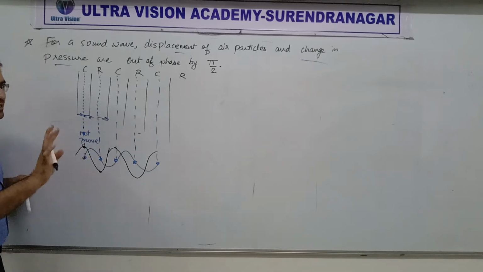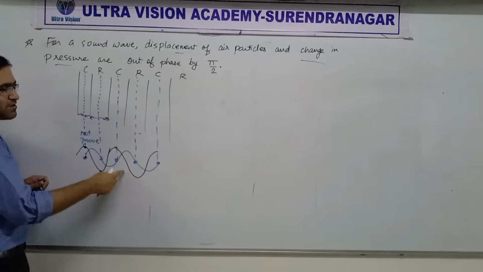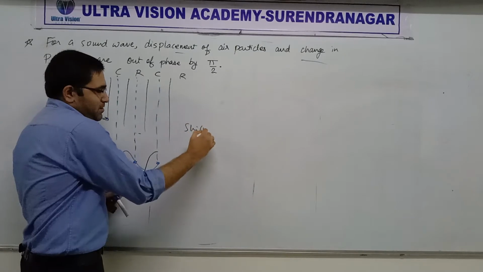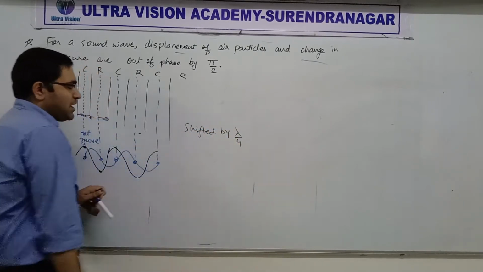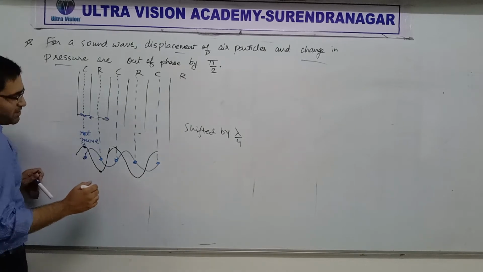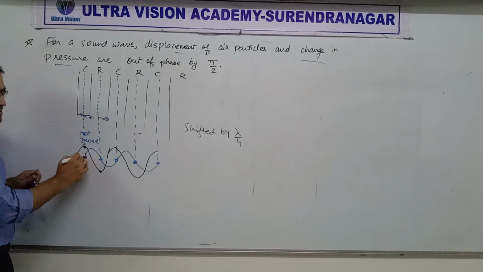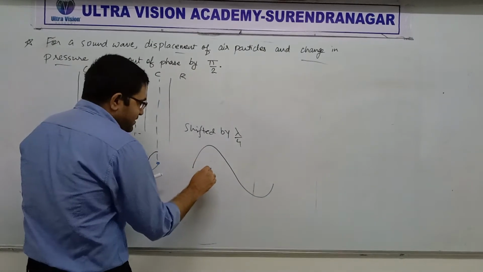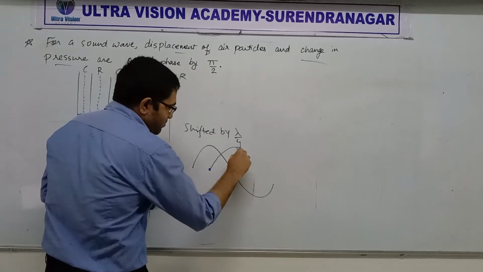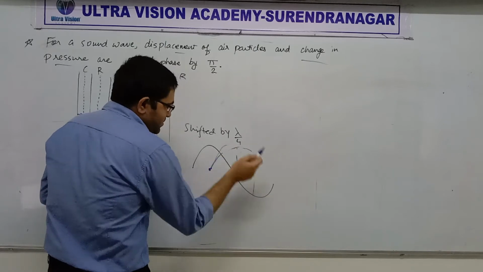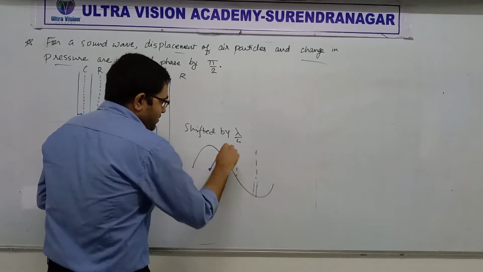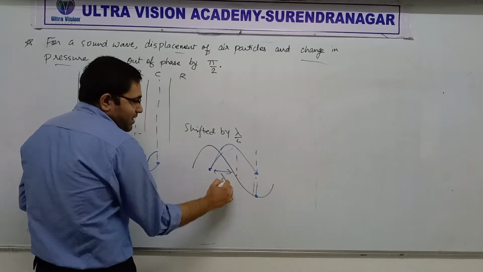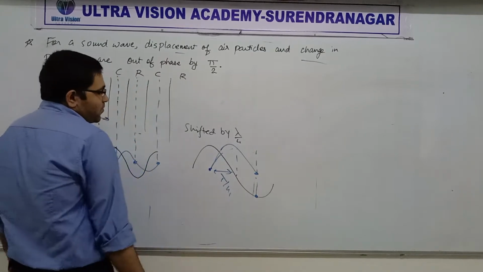Why pi by 2? Simple idea. Compared to the blue graph, the black graph is shifted by lambda by 4. Think about it. Why? Because in one case where it's like this, we are getting the blue one in this way. Where this becomes maximum, this becomes zero, and vice versa. So this gap is lambda by 4.